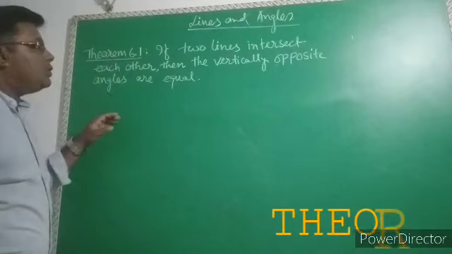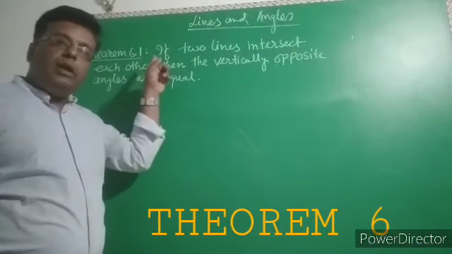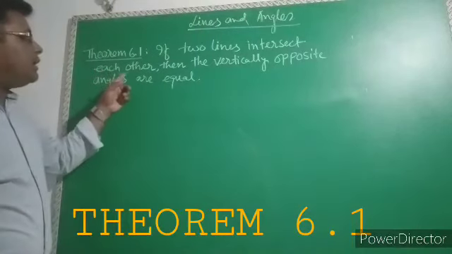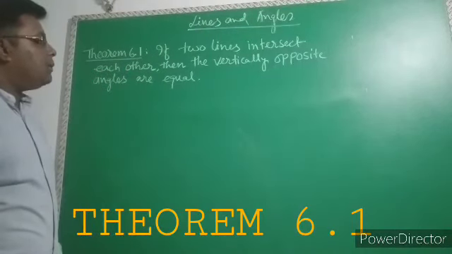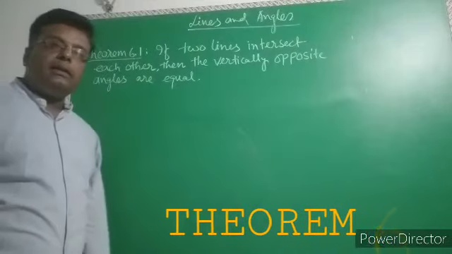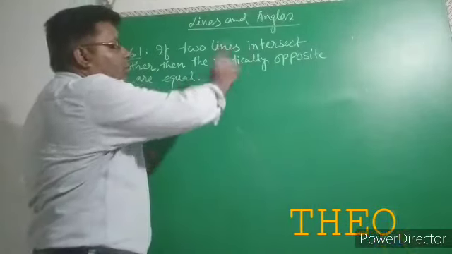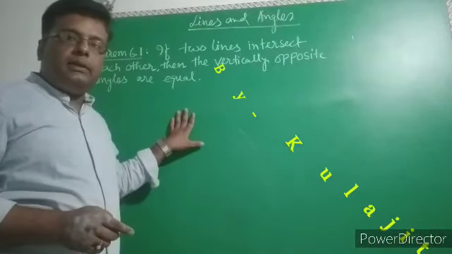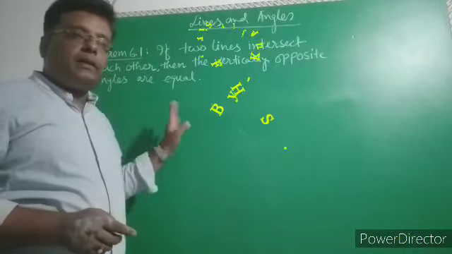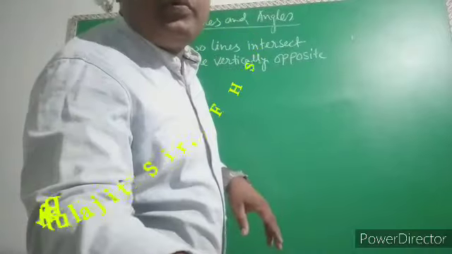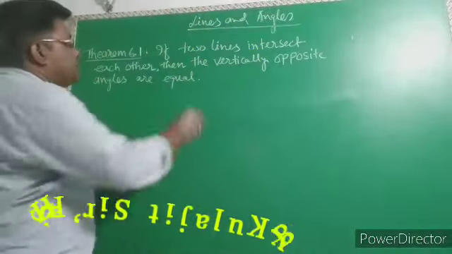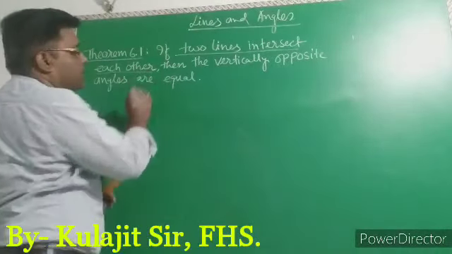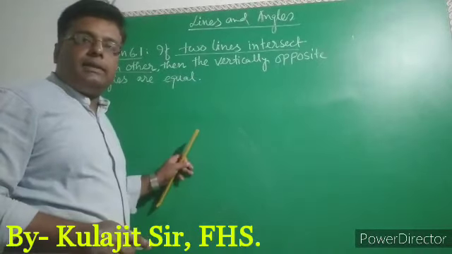It's Theorem 6.1. The theorem states that if two lines intersect each other, then the vertically opposite angles are equal. About vertically opposite angles, it is given in the definition part. So read the book properly and see first: if two lines intersect each other, we have to draw two lines.